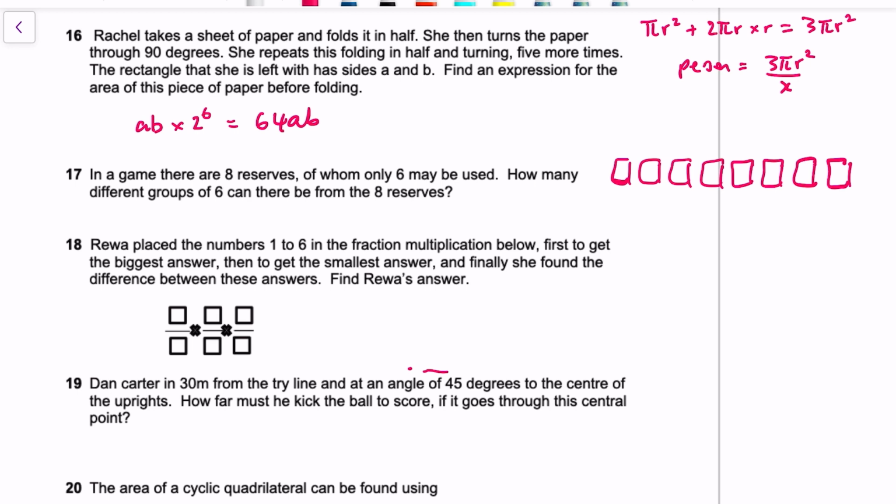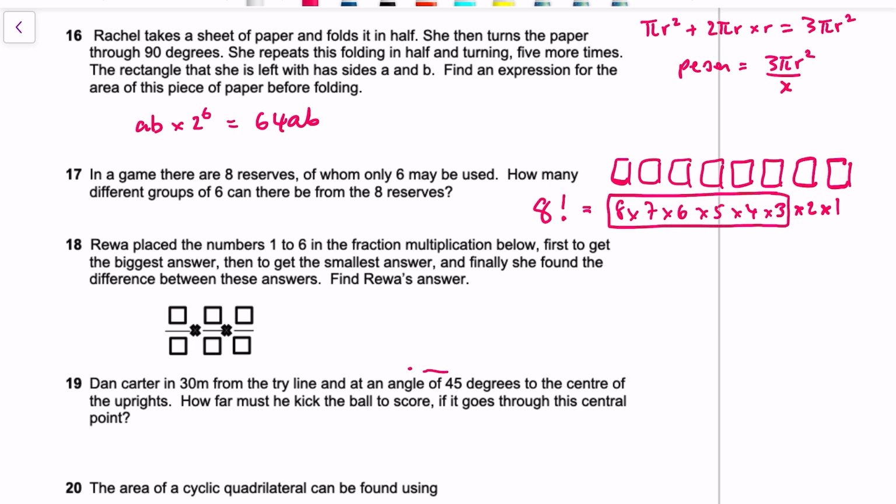And that's 8 factorial, or 8 times 7 times 6 times 5 times 4 times 3 times 2 times 1, if you've never seen factorials, which are written like that in maths. And then we're choosing 6 of them. So that is the number of ways.